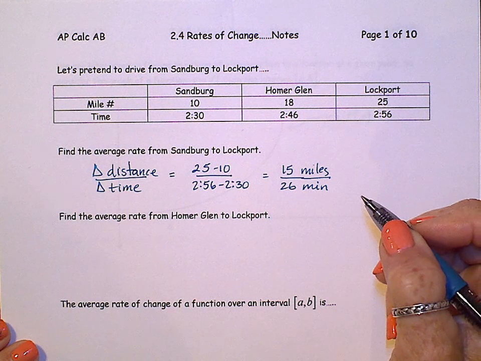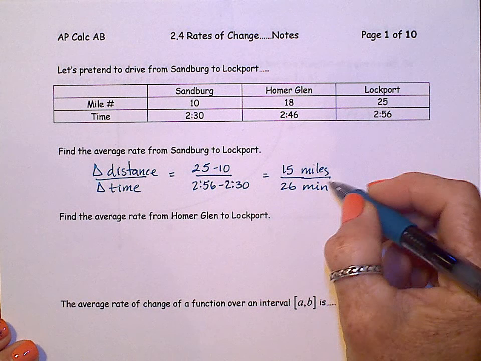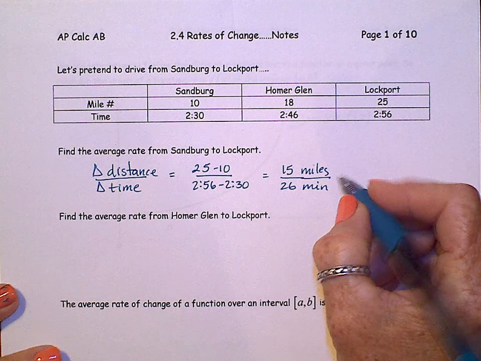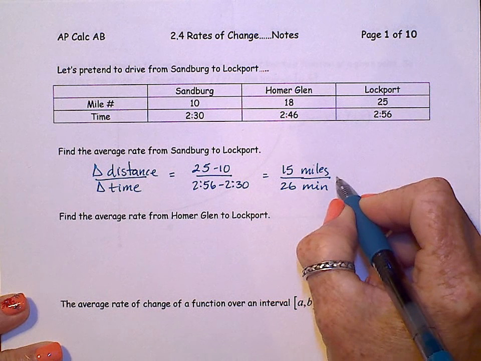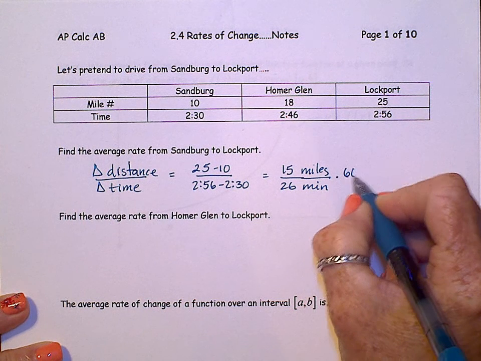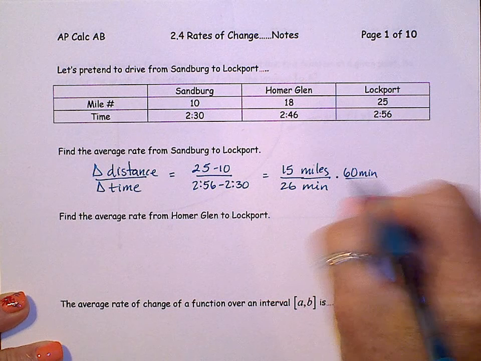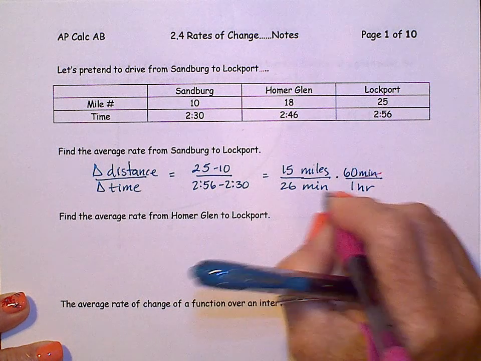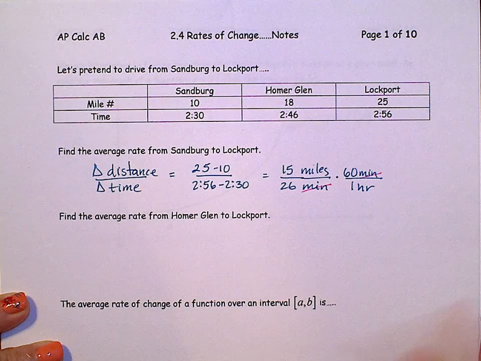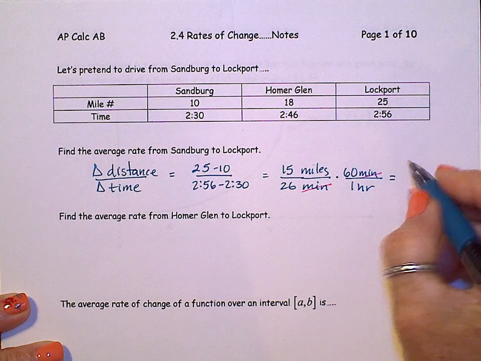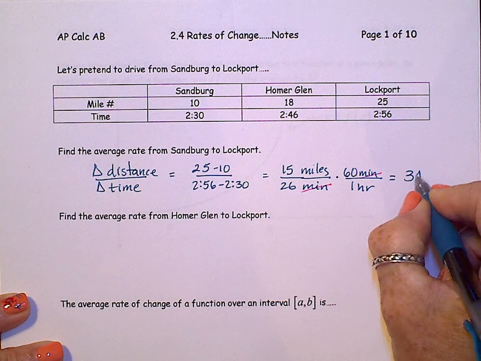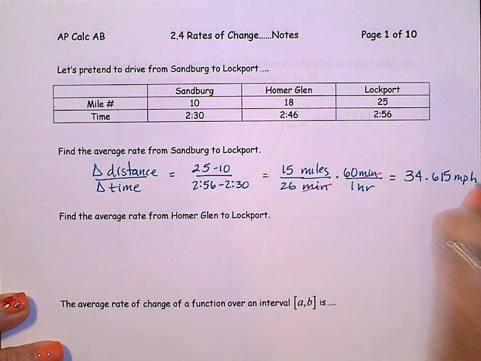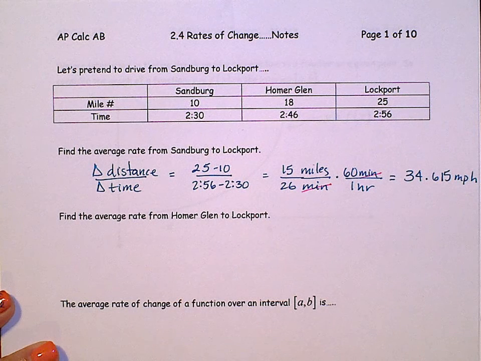And because those units are awkward for us, if we think about driving, let's go ahead and change this to miles per hour. So we have the miles, we'll need to multiply by 60 minutes in 1 hour so that those units cancel. And when you multiply this out, you will get 34.615 miles per hour. That's the average rate from Sandburg to Lockport.